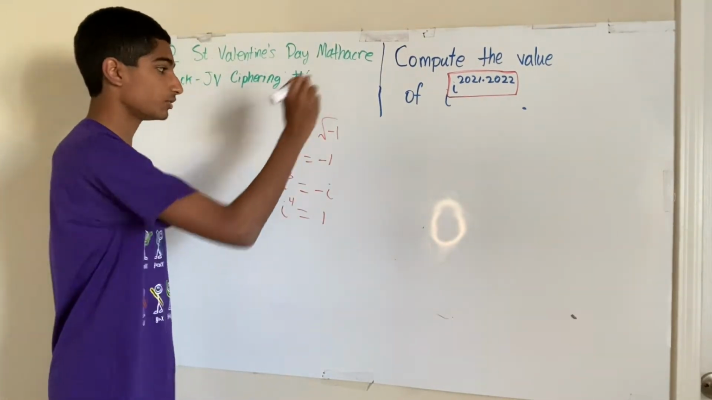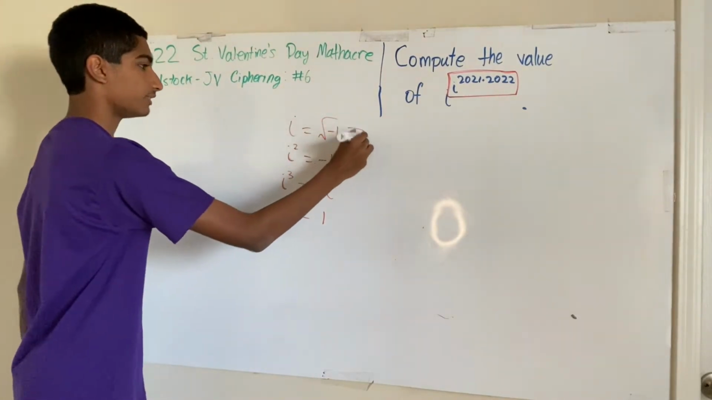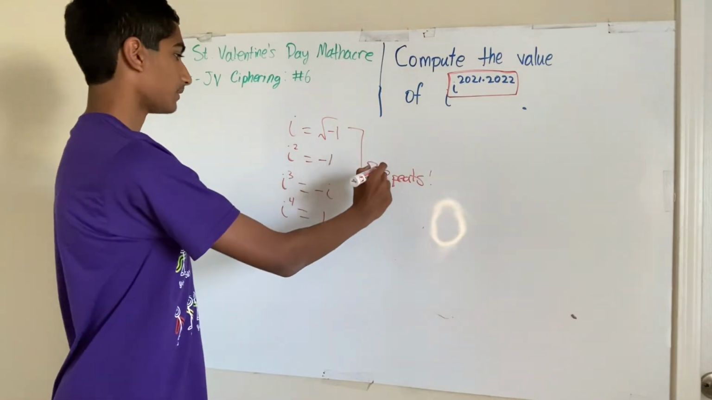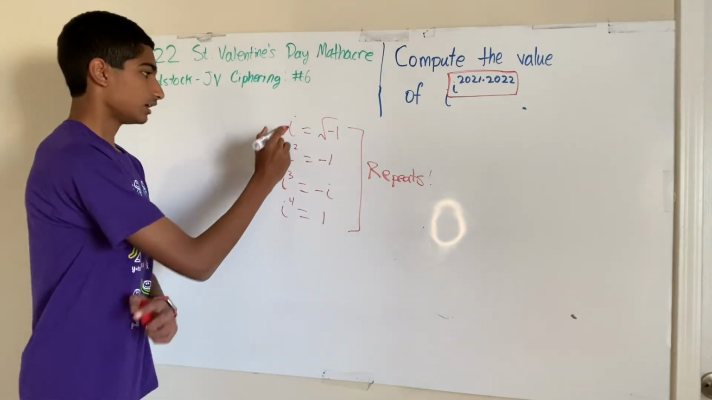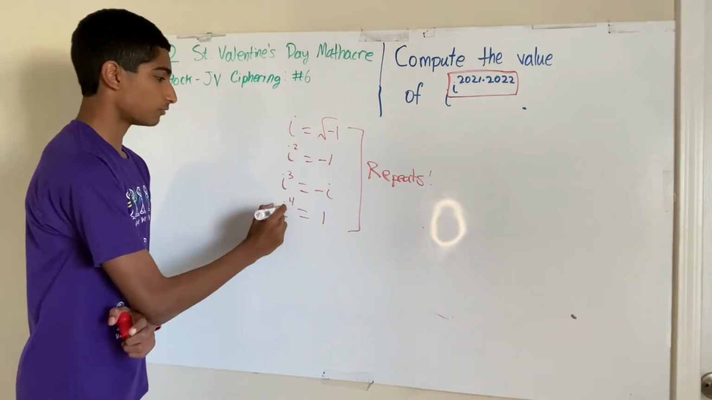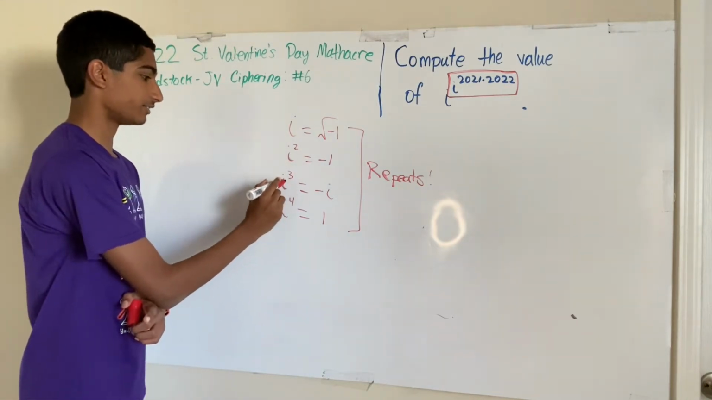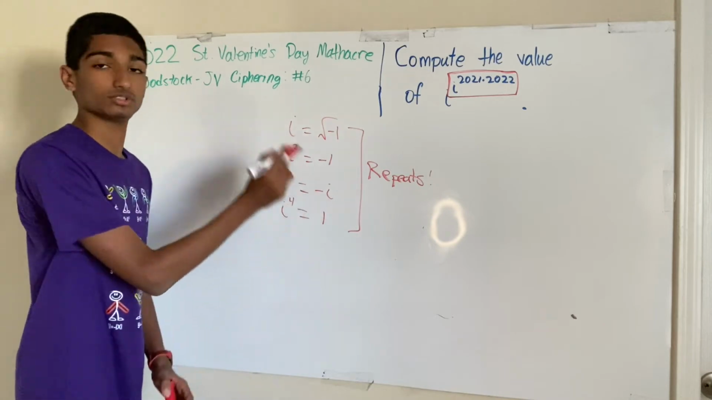Real quick, before I compute that, you should know that this cycle repeats, and i is an imaginary number. What I mean by repeats is that after i to the 4th, it goes to i to the 5th, then i to the 6th, then i to the 7th, then i to the 8th, and so on.